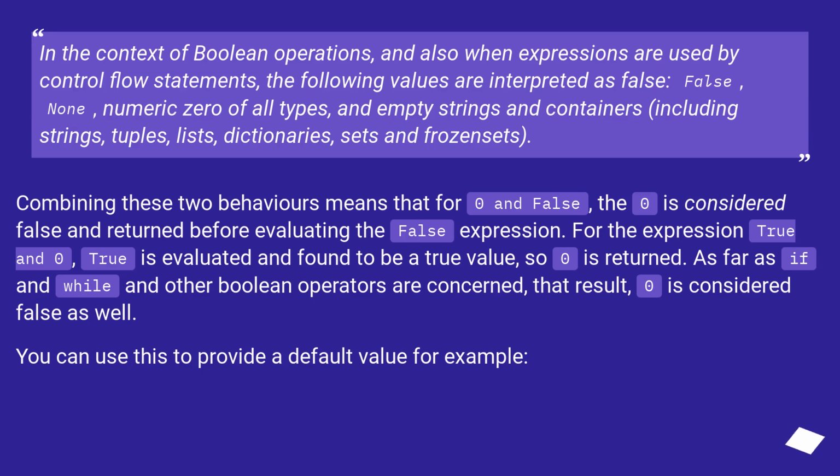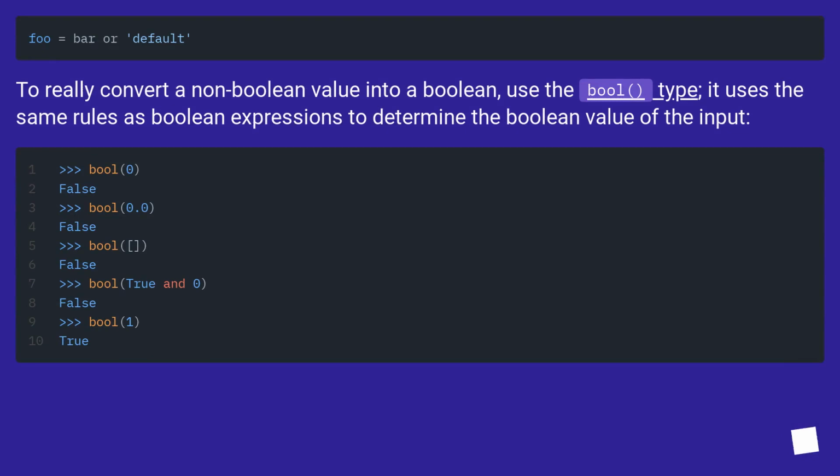For the expression True and 0, True is evaluated and found to be a true value, so 0 is returned. As far as if and while and other Boolean operators are concerned, that result, 0, is considered false as well. You can use this to provide a default value, for example. To really convert a non-Boolean value into a Boolean, use the bool type. It uses the same rules as Boolean expressions to determine the Boolean value of the input.